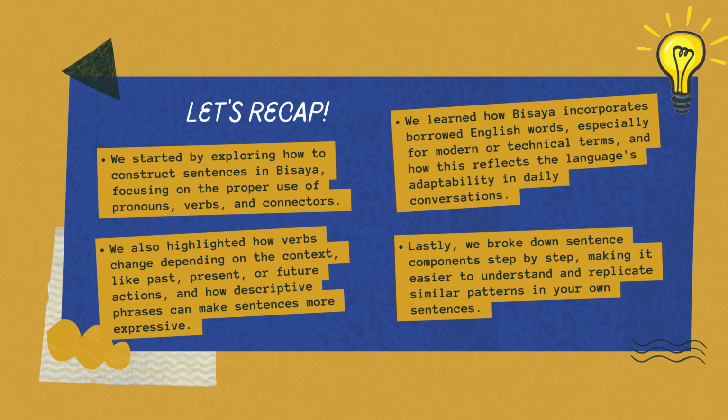All right, let's take a moment to review everything we covered today. We started by exploring how to construct sentences in Bisaya, focusing on the proper use of pronouns, verbs, and connectors. We learned how Bisaya incorporates borrowed English words, especially for modern or technical terms, and how this reflects the language's adaptability in daily conversations. We also highlighted how verbs change depending on the context, like past, present, or future actions, and how descriptive phrases can make sentences more expressive. Lastly, we broke down sentence components step by step, making it easier to understand and replicate similar patterns in your own sentences.